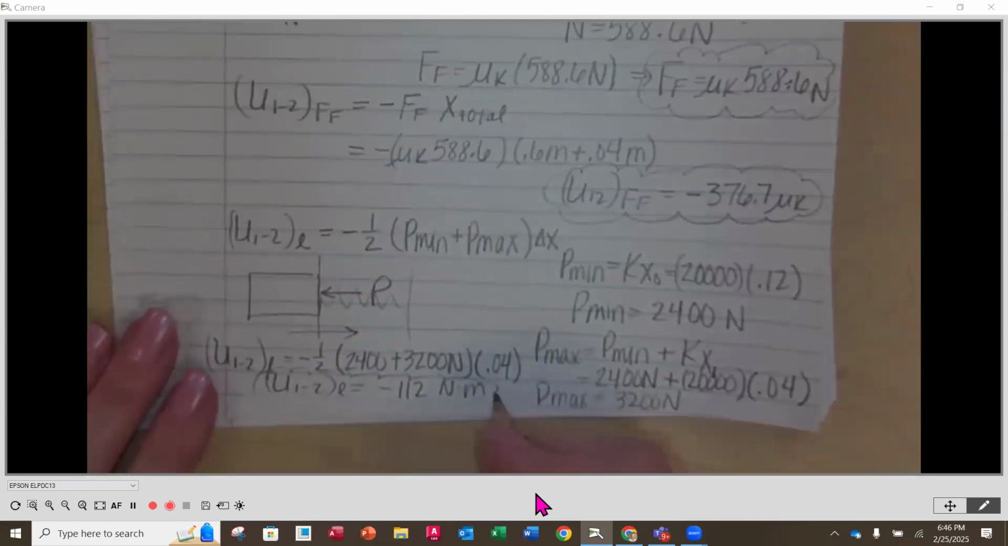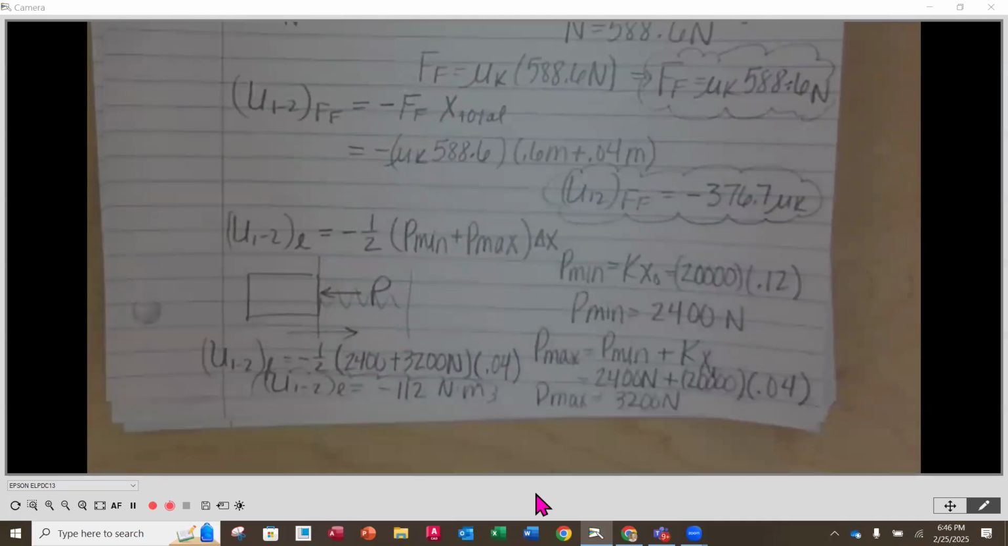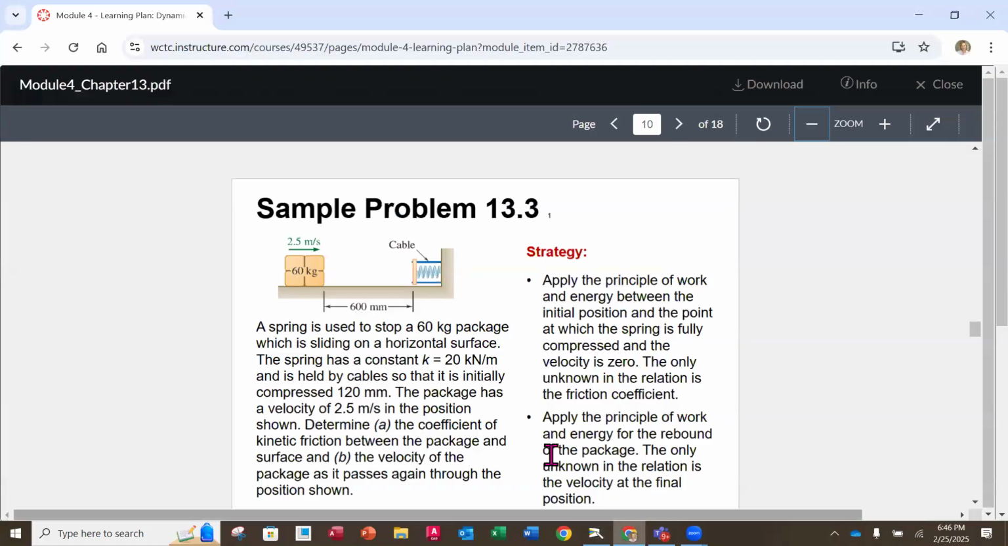You don't count the preload for this one. No, because it's already there. So for this one, when we do the work, when it hits, it's already preloaded, right? So we're looking at the distance when it hits the spring right here. All it's doing is moving another 40 to compress it an additional amount. So we don't add the 120 in there. It's just 40 as it moves.